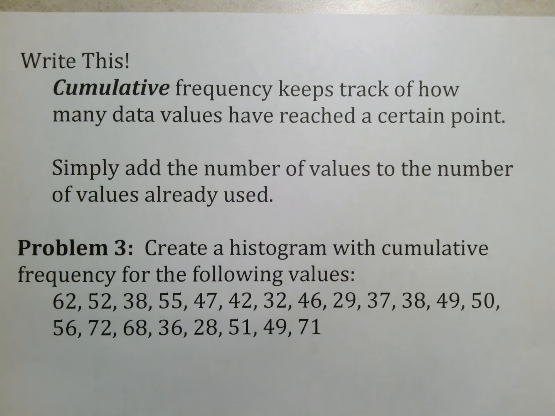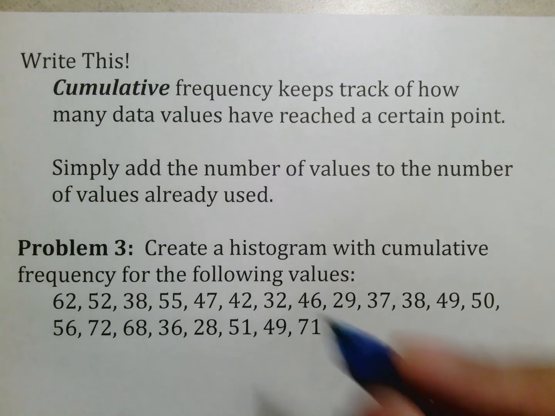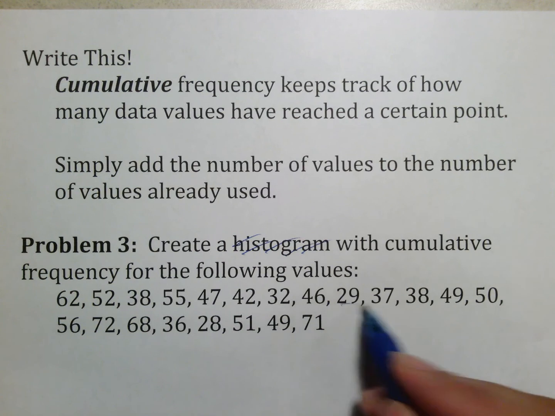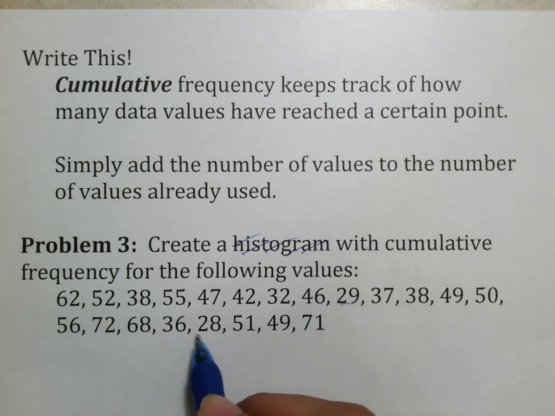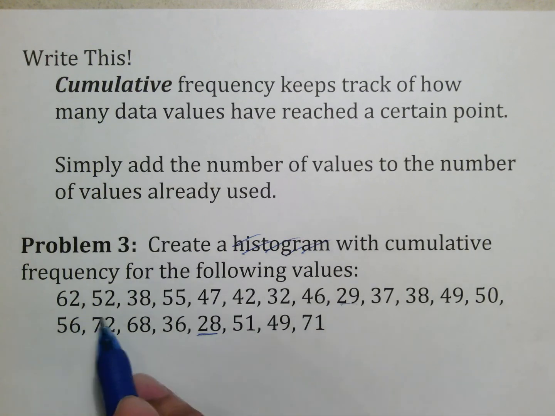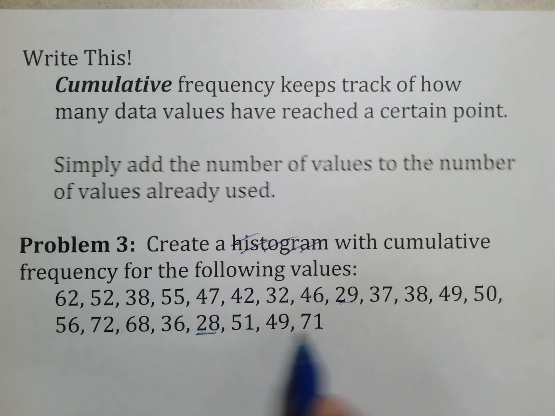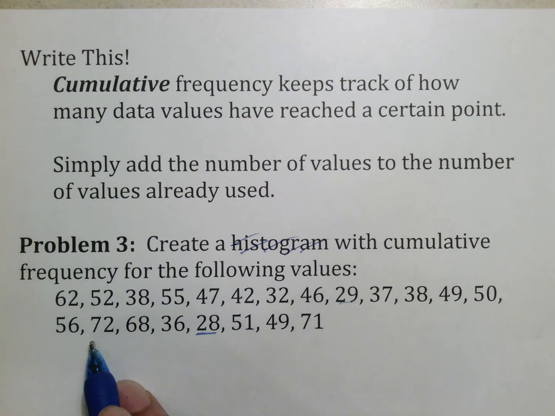So what we're going to do is create a histogram with a cumulative frequency for the following values. So it just means that we're going to have something in our frequency table that keeps track of it. Our histogram, actually we won't even do the histogram part. We will focus on the frequency table part, not really the histogram. But looking at this, the range of these values is 28 as the lowest, and 62, 71, 72. So 72 to about 28.